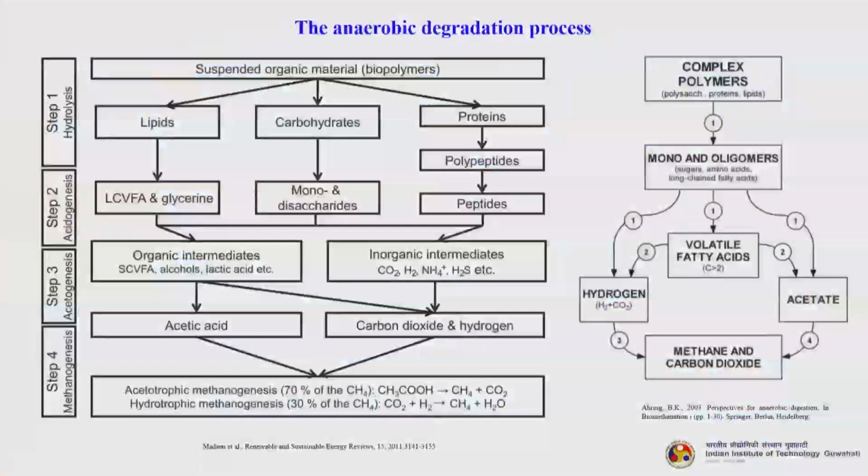So, the first step is hydrolysis. Here the organic materials, you can group them and term them as biopolymers. They are getting converted into lipids, carbohydrates and proteins through various routes. If you look at the first route, the lipids are getting converted to LCVFA, the long chain volatile fatty acids, and glycerol. Okay. Now, that can be converted to organic intermediates and alcohols, lactic acid, further to acetic acid, by step 2 and step 3.